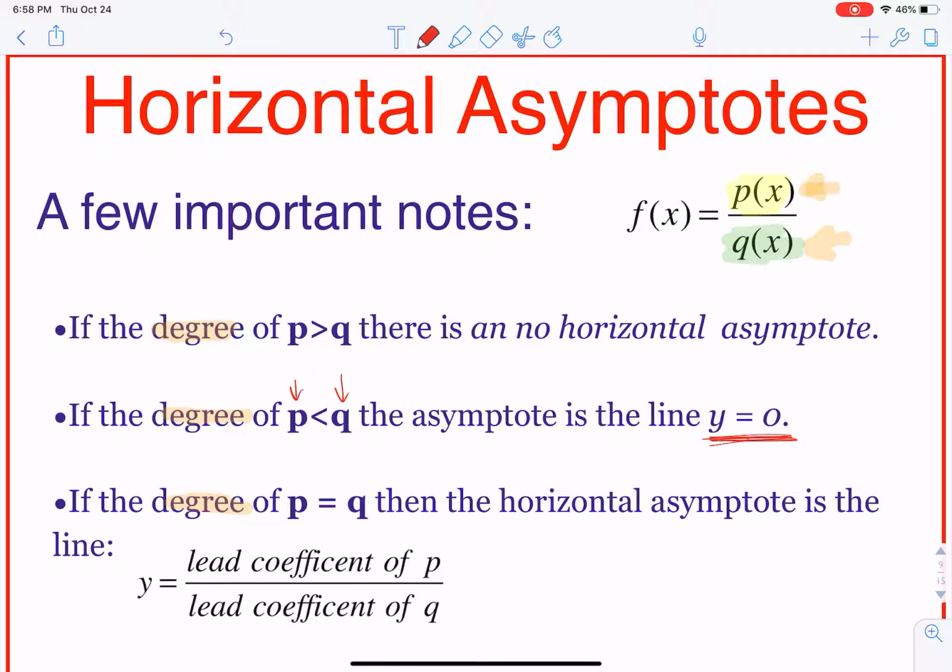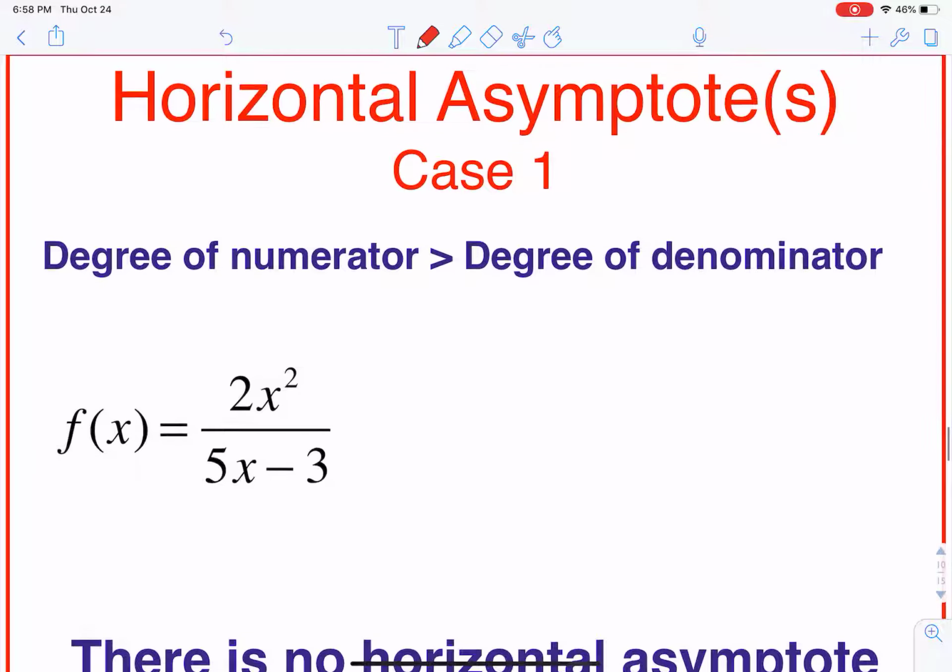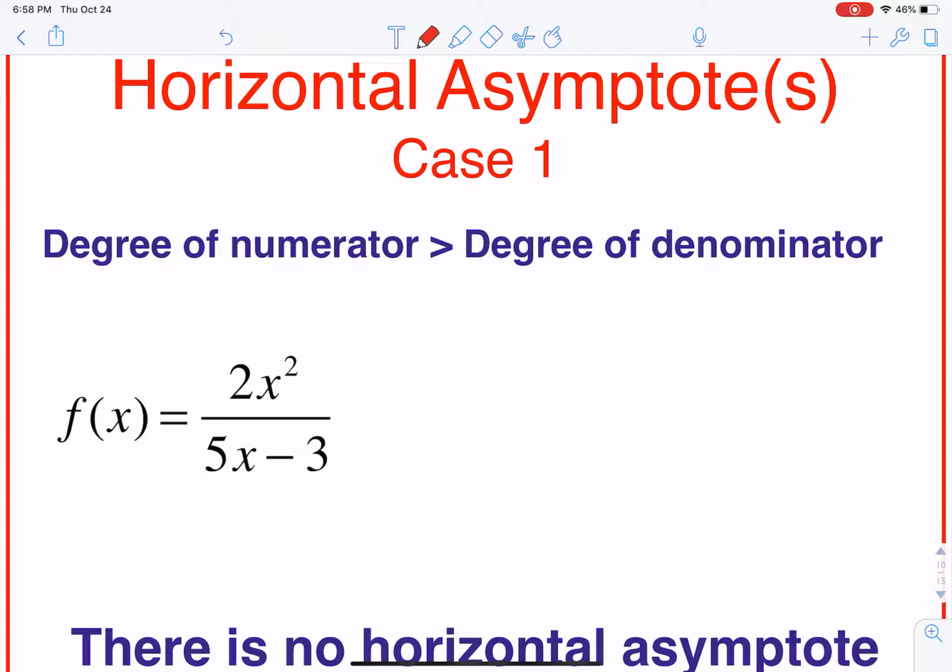I know that's a lot of information thrown at you at once. So let's go through case 1, case 2, and case 3 to get a better idea of what this looks like. Here's case 1. We have this rational function, 2x squared divided by 5x minus 3. I can set my denominator equal to 0 and get that the restriction is x can't equal 3/5. So I know that I have a vertical asymptote where x is equal to 3/5.